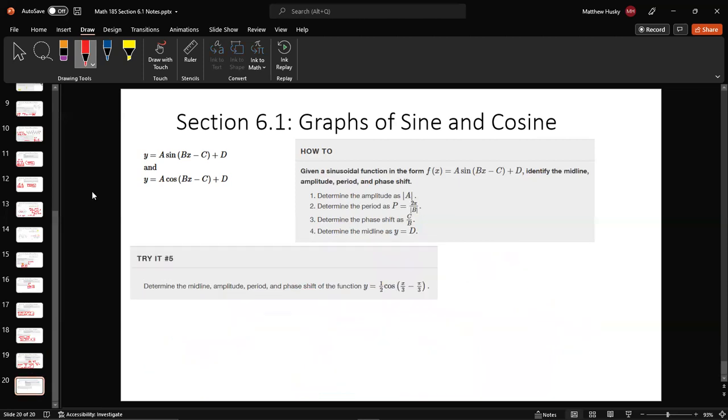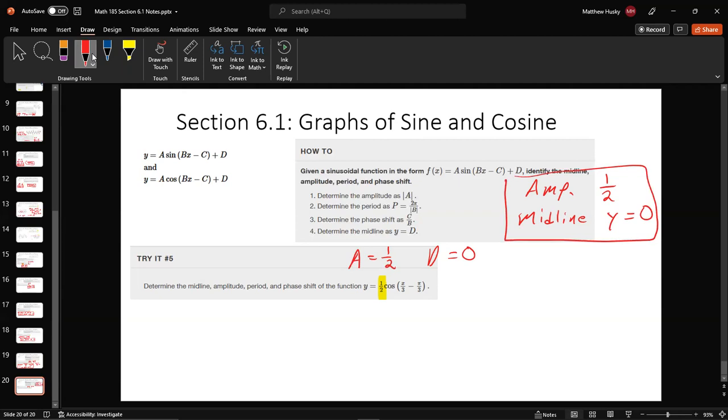Determine the midline, amplitude, period, and phase shift of this one. All right, so let's start with the easy stuff. A is equal to 1/2. You can find that pretty easily. And notice that D equals 0 because there is no value added on the end. So the amplitude is going to be 1/2. And the midline is the standard midline, which is y equals 0. That's the easy stuff.